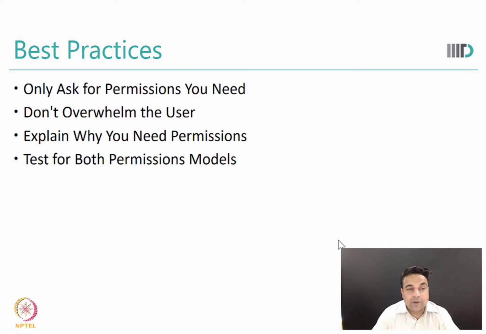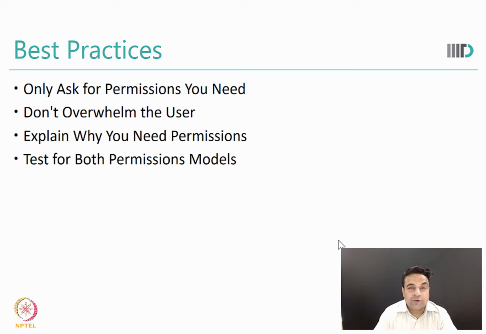So let's go back to best practices for permissions one more time. Number one, only ask for permissions that you need. Do not ask for extra permissions. Permissions cause privacy worries, and users are very reluctant to provide permissions, especially when the permissions are, let's say, reading the contacts, which is very private information. Similarly, don't overwhelm the user. So if possible, maybe use an intent. If possible, maybe design your application so that you don't need the permission.